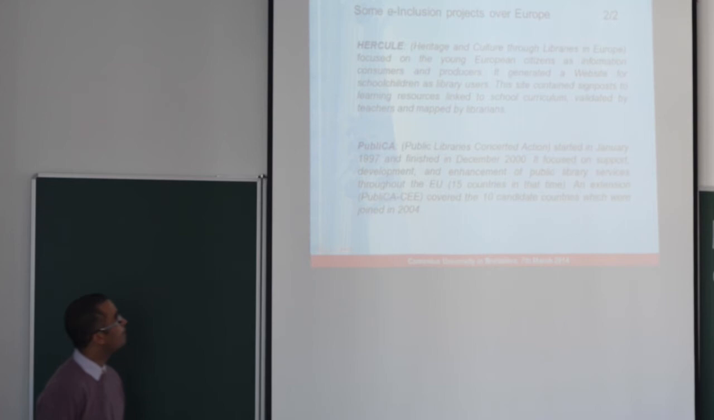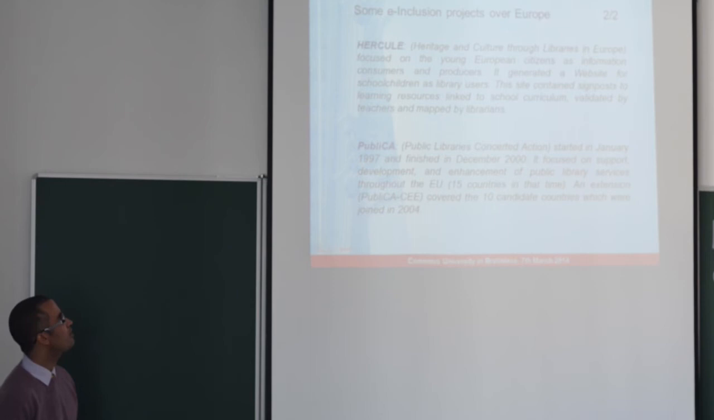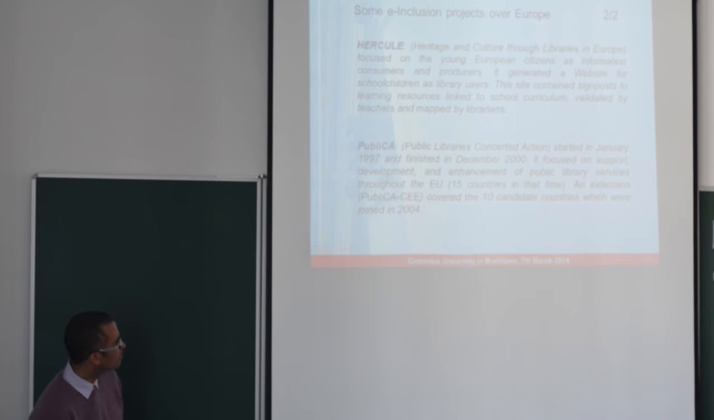Publica, Public Libraries Concern Action. It started in January 1997 and finished in December 2000. It focused on support, development, and enhancement of public library services throughout the European Union, which at that time had 15 countries. An extension of the project, Publica CEE, covered the 10 candidate countries, new European countries, which entered in 2000 and joined in 2004.